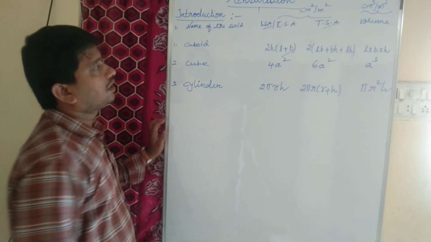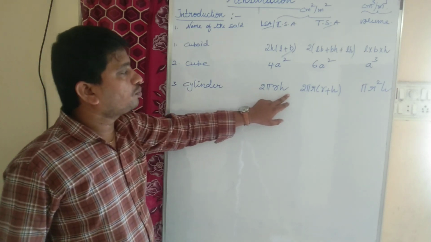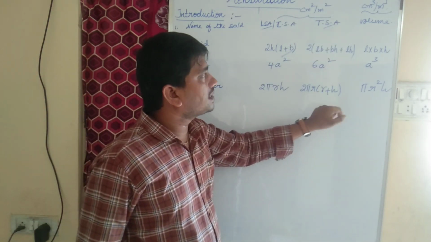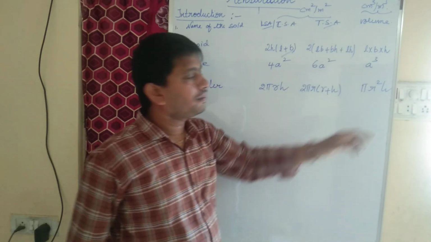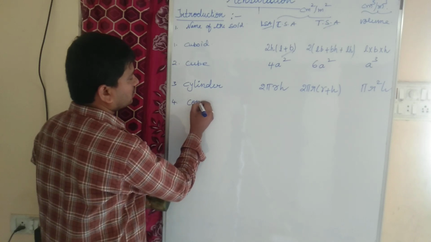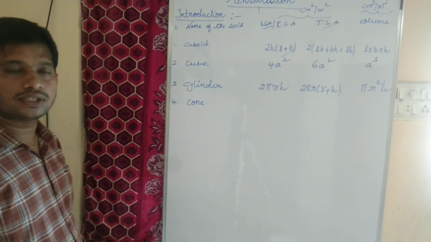What is the lateral surface area of a cylinder? 2 pi r h. Total surface area of a cylinder is 2 pi r into r plus h. And volume is pi r square h. Right? So that is about cylinder. The next one is cone.